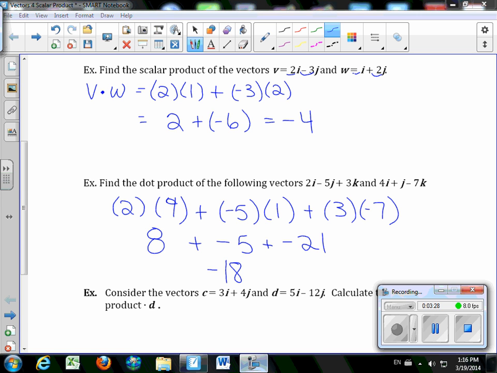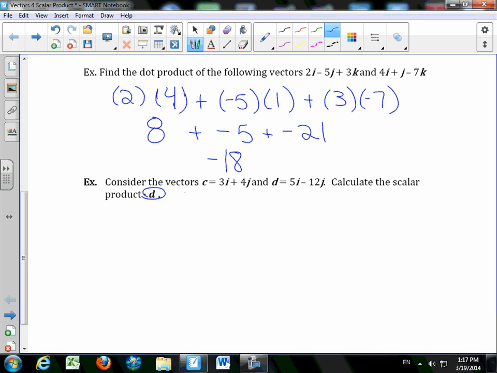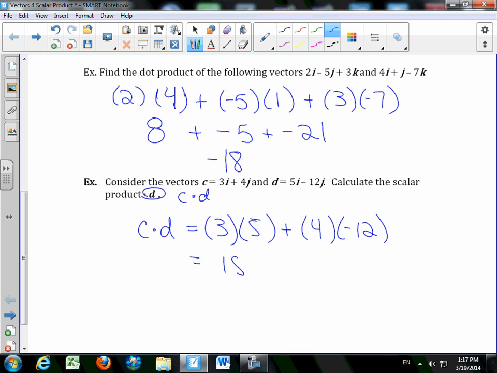Last example, consider the vectors c and d. Calculate the scalar product. And again, this should be c dot d, or the dot product. It's on your papers; I'm not sure what happened when it converted here. So here, you would take c dot d equal to 3 times 5 plus 4 times negative 12. So we get 15 plus negative 48, which is negative 33, I think. Yeah.